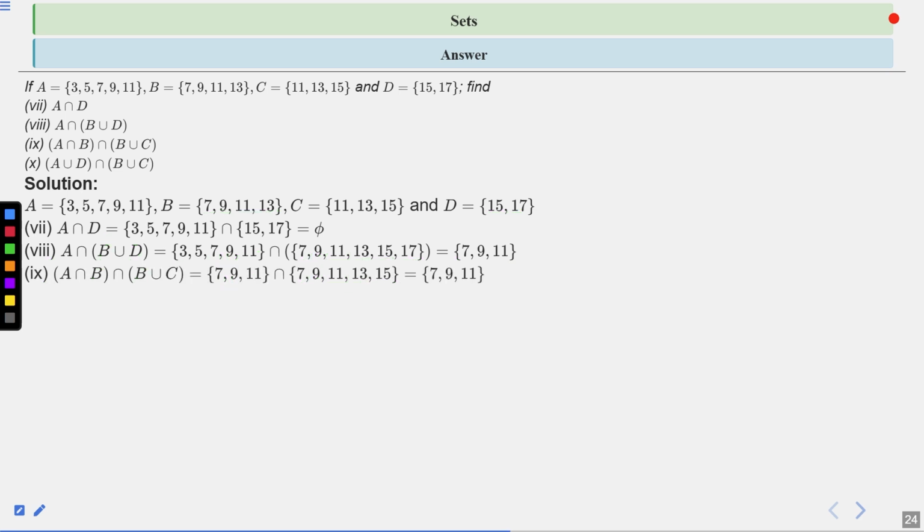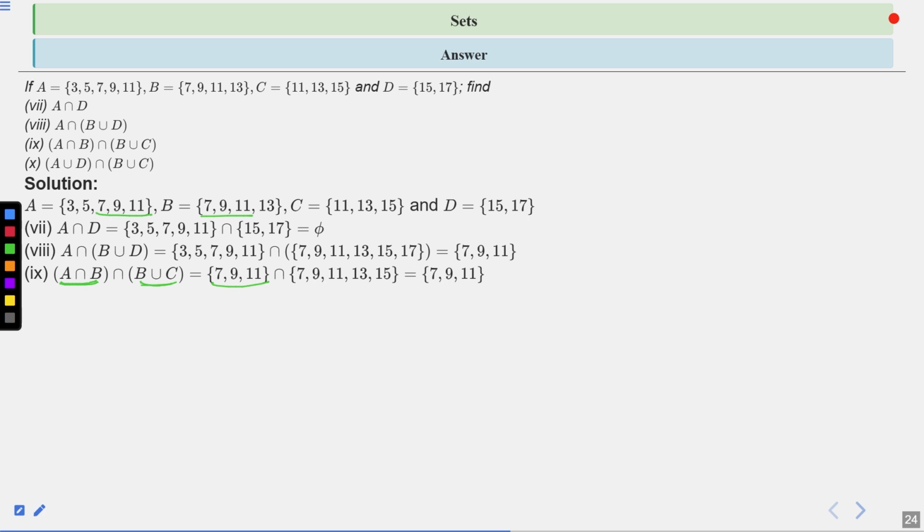Now, A intersection B union C. It's very simple. First, solve both of the brackets. A intersection B is the common elements from A and B, which are 7, 9, 11. So A intersection B will be the set with 3 elements, 7, 9, 11.